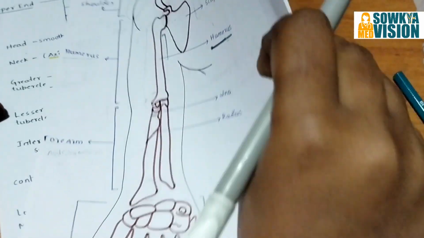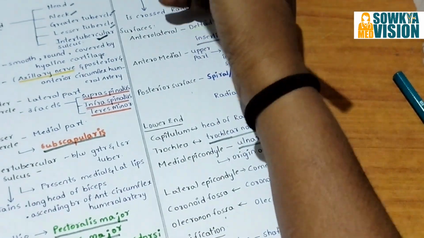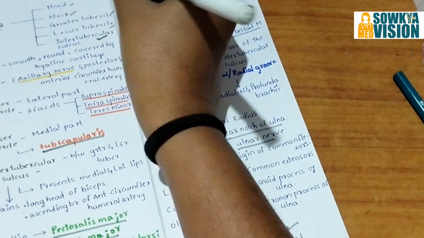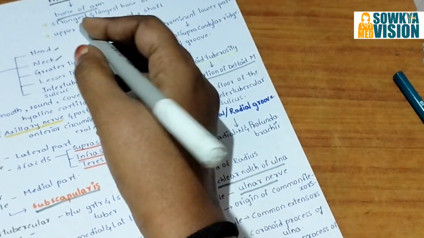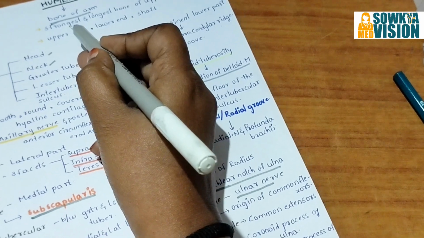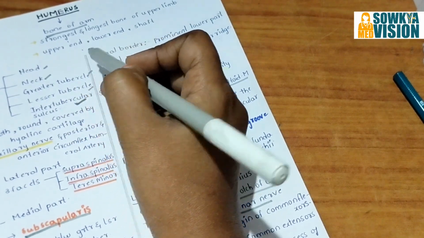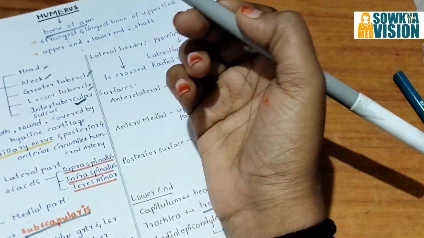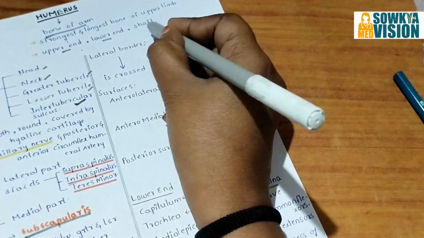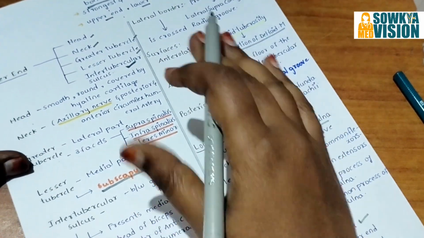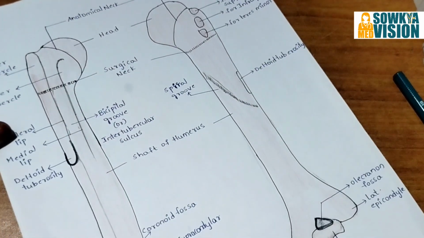Yes, let's see the description of the humerus. It is the bone of the arm, the strongest and longest bone of the upper limb. As we know, a long bone contains three parts: upper end, lower end and the shaft. Now let's see the upper end. The upper end of the humerus contains five major features.